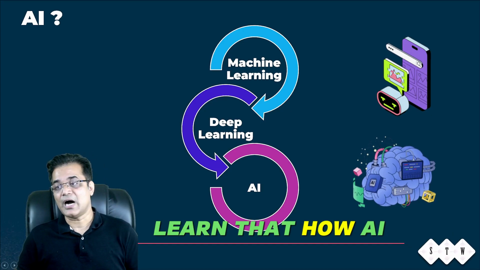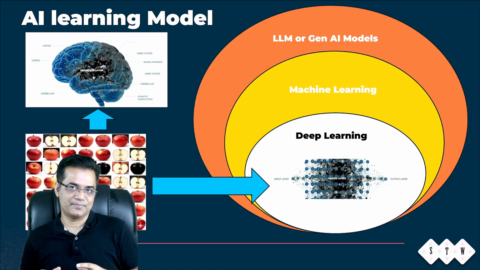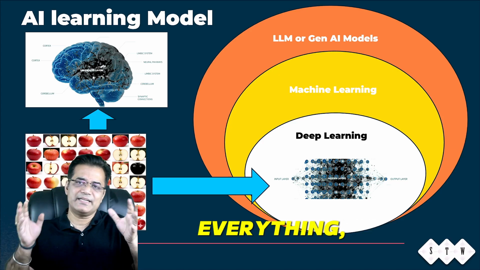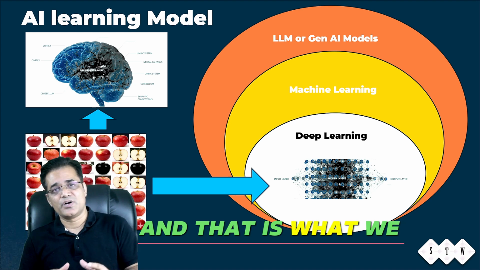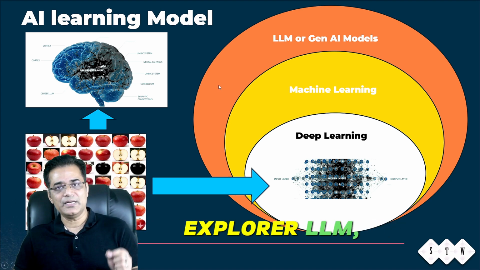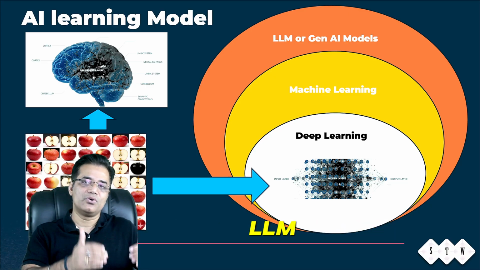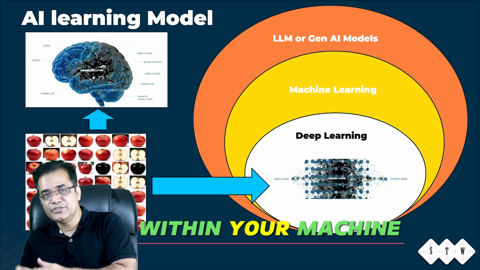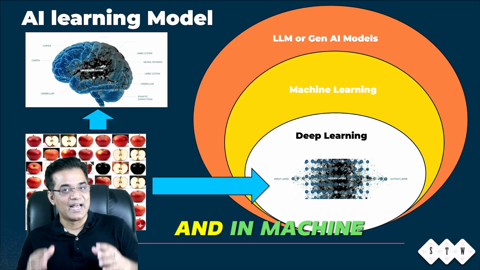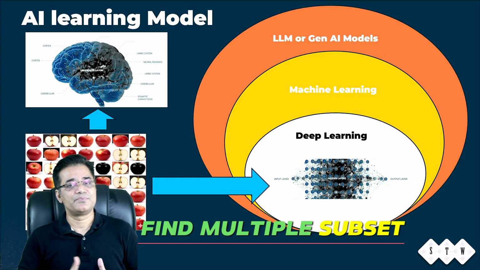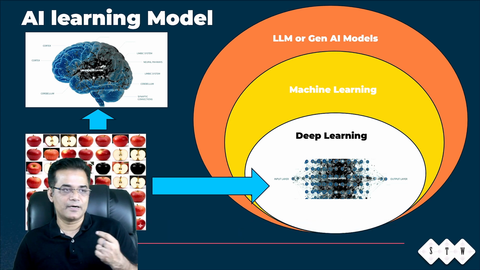If you want to learn how AI learns, look at this image. AI is all about LLMs nowadays, meaning large language models, where we trained on every aspect of life. That is what we trained in our LLMs, and that is what we use for generative AI. If you explore an LLM, you will find a lot of machine learning models within it, and a lot of deep learning models within the machine learning. So in an LLM you will find multiple subsets of machine learning, and in machine learning you will find multiple subsets of deep learning.